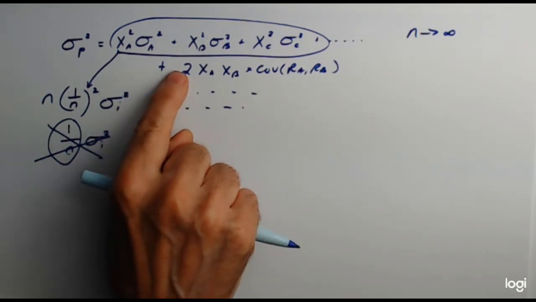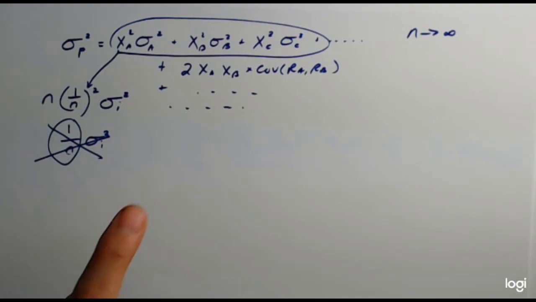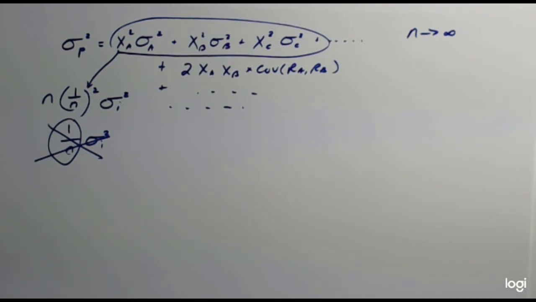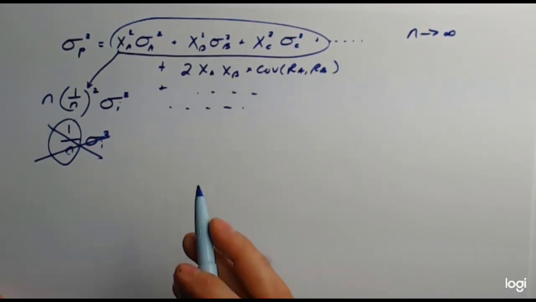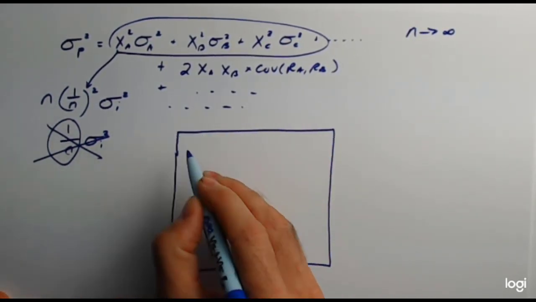Okay, what that leaves us is, well, what about all these covariance terms? There's a lot of covariance terms, and how do you handle that when n goes to infinity? Well, let's take a stab at it. One way to do it is, let's look at a matrix. Let's just look at 3 stocks, and you can use your imagination for going higher.